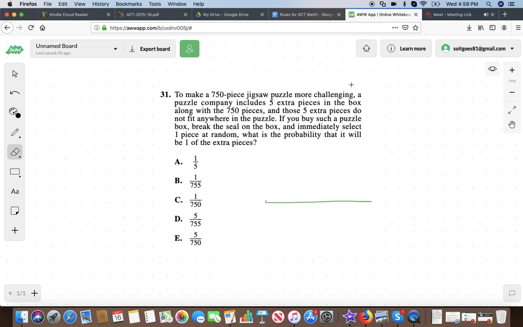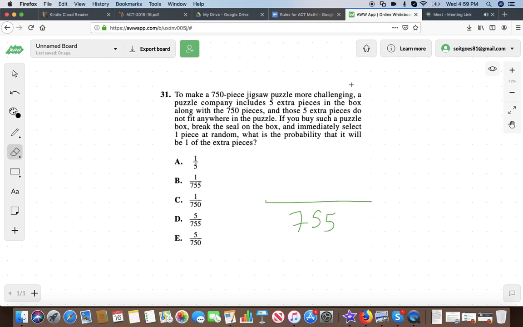So if you add the 5 extra pieces in, you're going to have 755 pieces. We're talking about picking one puzzle piece from amongst the 755 total that are in the box, so the denominator has to be 755. Does that make sense? Yes. Okay. And just starting there, I feel pretty comfortable eliminating some answer choices.